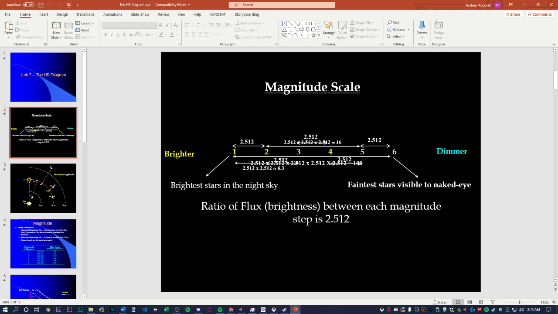So if you do that with 5 magnitudes, let's say from a 1 to a 6, that's about 100 times brighter. So 2.512 raised to the 5th power, or if you multiply it by itself 5 times, that's about 100 times brighter. And spoiler alert, just to get you on your way, that's what Capella is going to be compared to the sun.